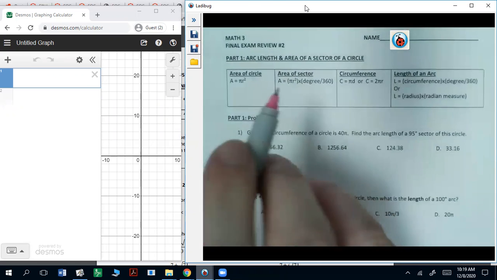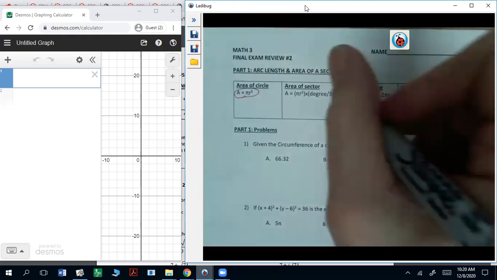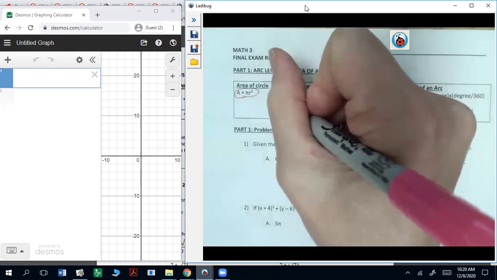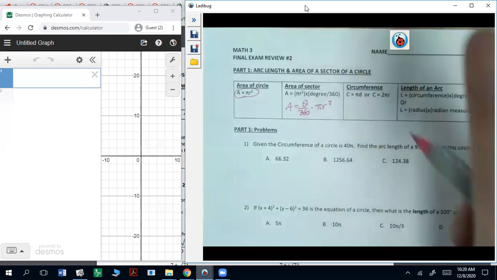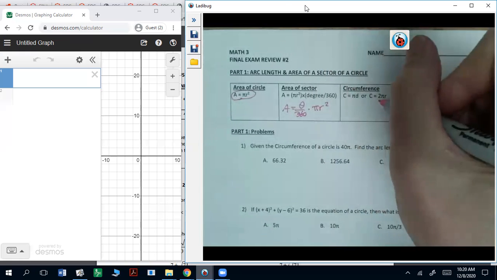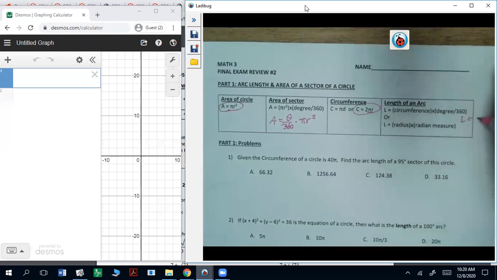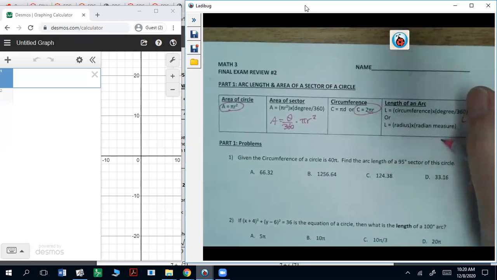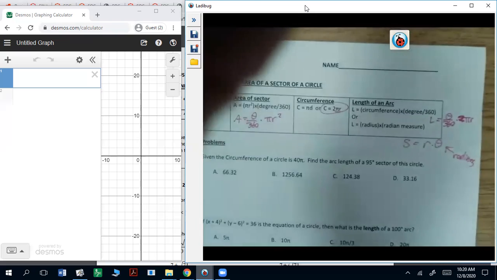Let's get going. Some formulas you'll need: area of a circle, pi r squared. Area of a sector of a circle, which we learned as angle over 360 times pi r squared. Circumference of a circle is 2 pi r, or pi times the diameter. And the length of an arc is either degree over 360 times 2 pi r, or S equals r theta, where theta is measured in radians. So those are the formulas that we'll be utilizing for this section.